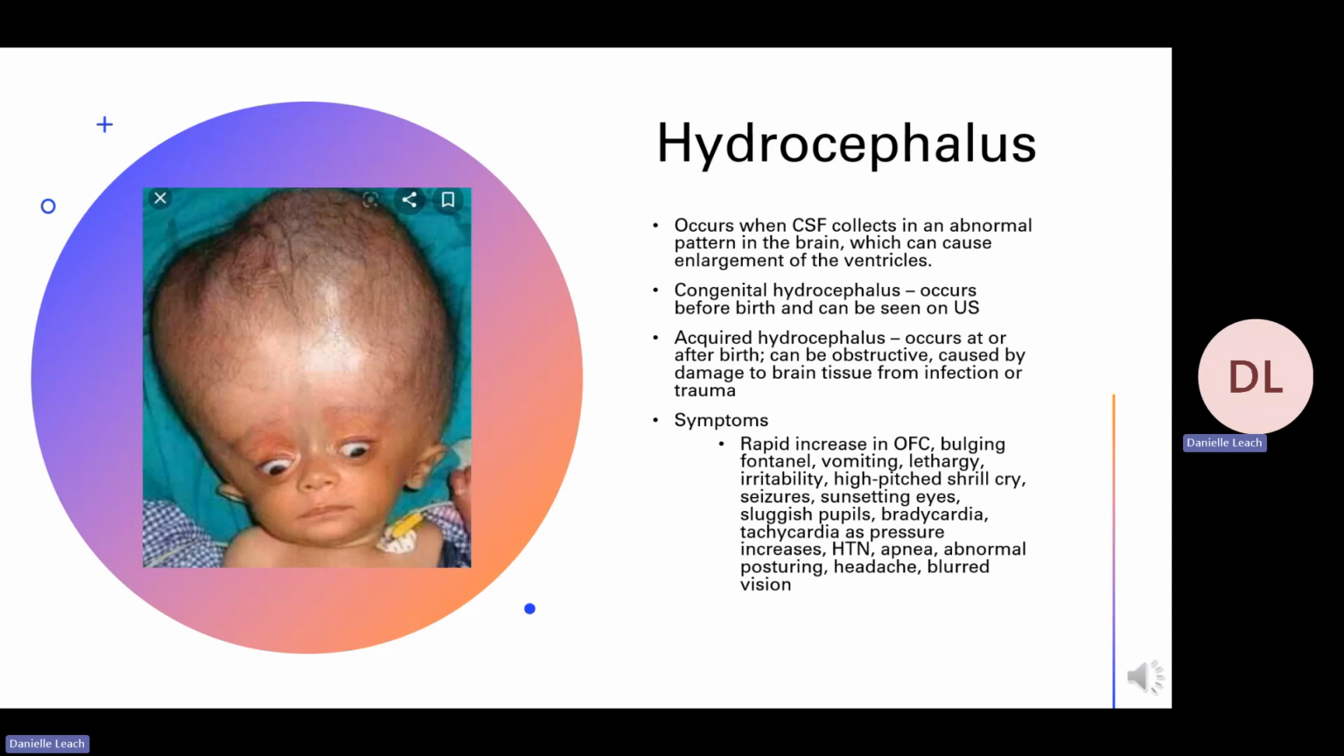Hydrocephalus occurs when cerebral spinal fluid collects in some sort of abnormal pattern in the brain. So this can cause an enlargement in the ventricles called ventriculomegaly, which then in turn can cause too much pressure on the fragile tissues in the brain. So there's 4 ventricles in the brain, and they're connected by these different narrow channels that basically allow the CSF to drain and be reabsorbed in the bloodstream. So if there's some sort of increase in the normal amount of CSF, then the result can be hydrocephalus.